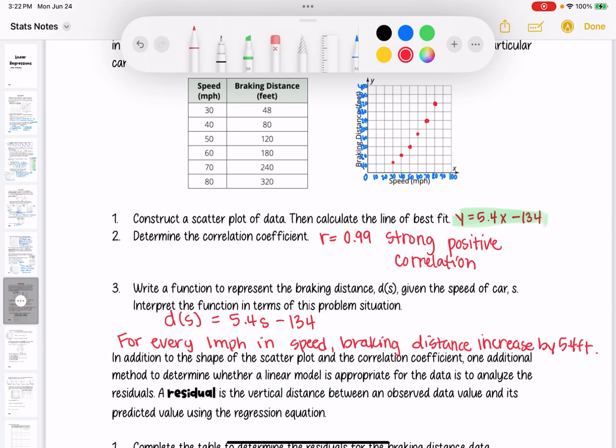In addition to the shape of the scatter plot and the correlation coefficient, one additional method to determine whether a linear model is appropriate for the data is to analyze the residuals. A residual is a vertical distance between an observed data value and its predicted data value using the regression equation.